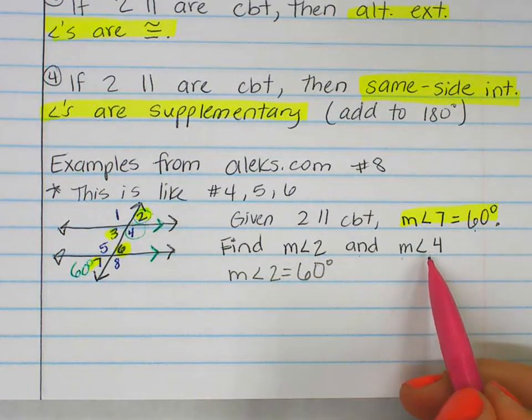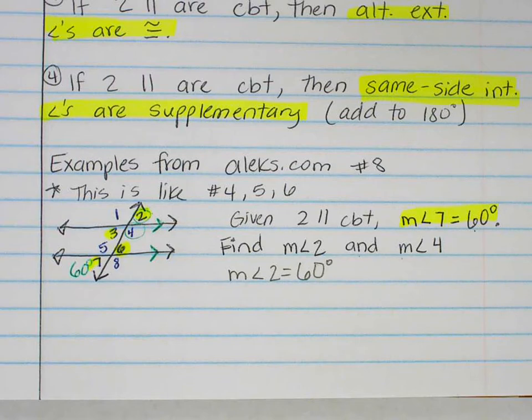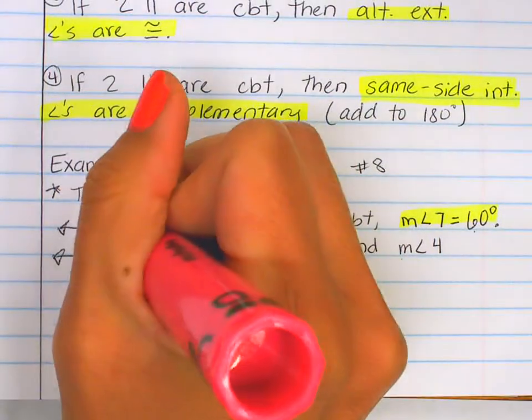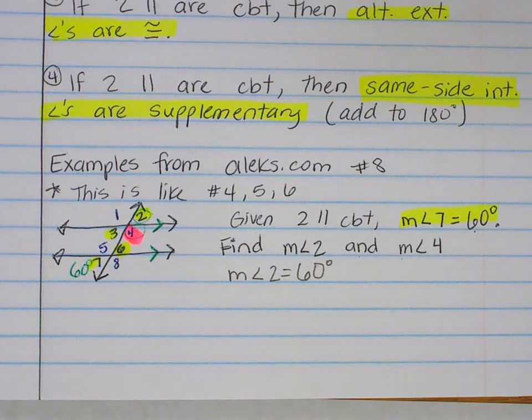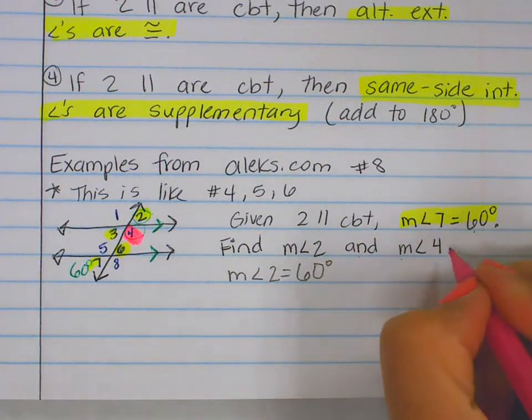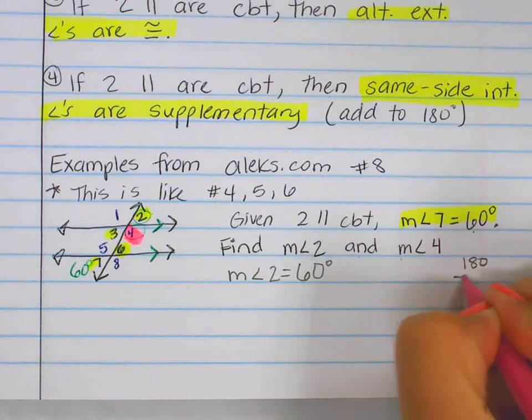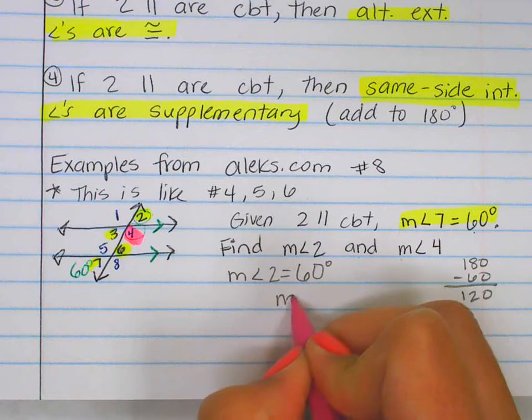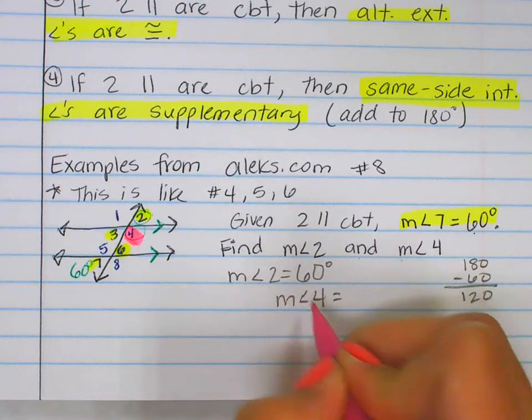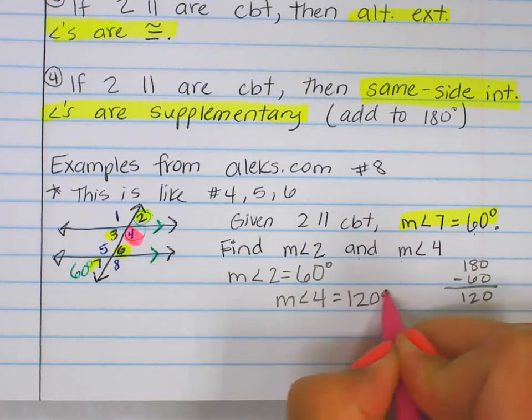Okay, so looking at measure of angle 4, it's going to be supplementary because look at angle 2 and angle 4. They're a linear pair. A linear pair of angles are supplementary. So I just have to do 180 minus 60, and that gives me 120. So measure of angle 4 equals 120 degrees.